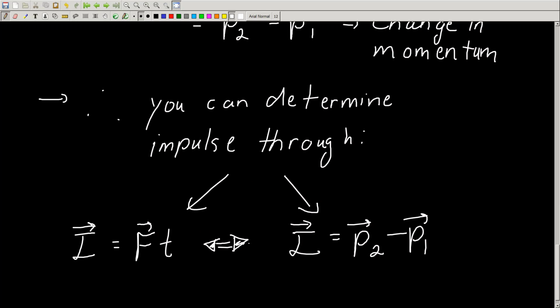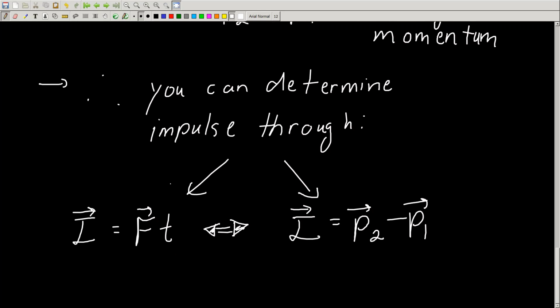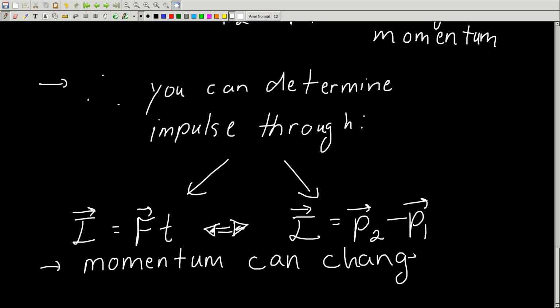Now that is the change in momentum, and one thing that I do want to say is that the impulse itself is a vector quantity. So all I've said here is that the momentum can change. Now, how can momentum change? There are three ways.